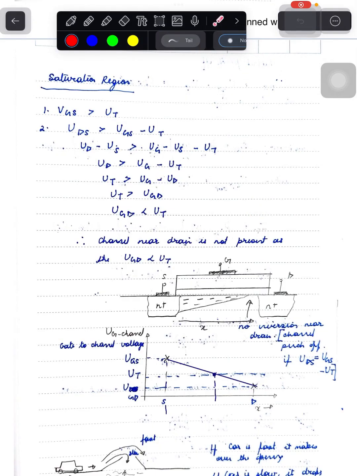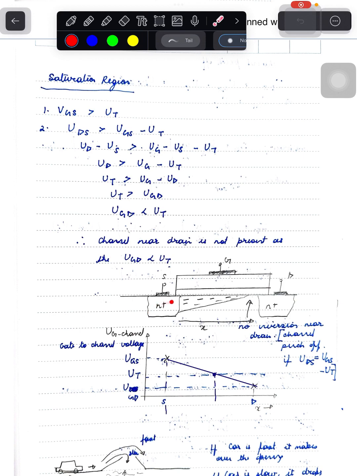Saturation region, the gate to source voltage is greater than the threshold voltage. Channel is formed. The drain to source voltage is greater than the gate to source voltage minus VT. Solving this equation, we see that the gate to drain voltage is lesser than the threshold voltage. What does it mean? It means that near the drain we do not have channel, because the gate to drain voltage is lesser than the threshold voltage. So there is no inversion near the drain.